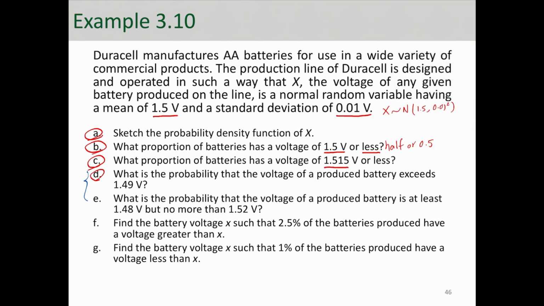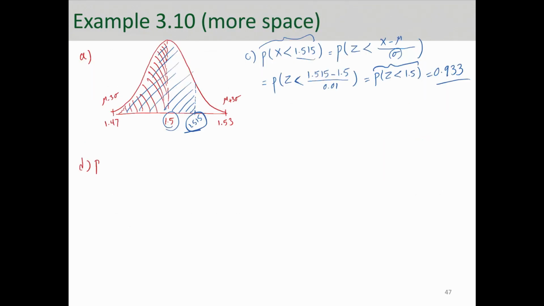Now let's do part D. What is the probability that the voltage of the produced battery exceeds 1.49? So we're doing the probability of X greater than 1.49. The first step that I would like to take in these situations is to change the probability to less than, because eventually we've got to do that since the table is a cumulative distribution, and we have to make this change at some point. So let's just do it in the first step, and I'm going to change this to 1 minus the probability of X less than 1.49.